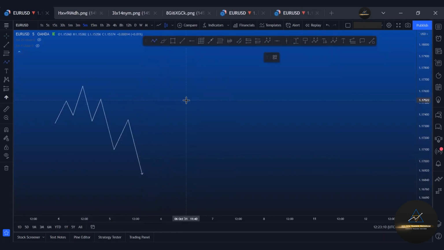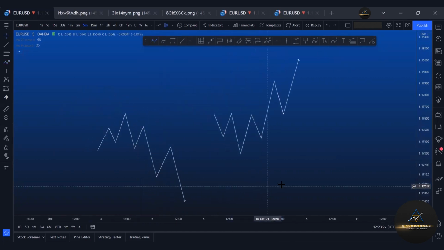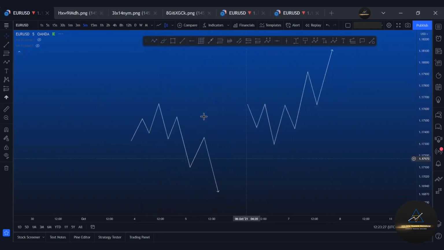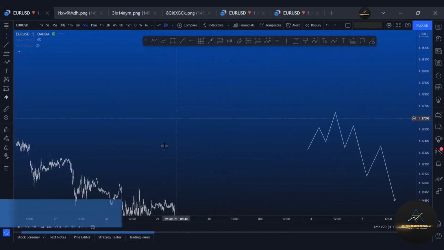Vice versa for the inverse head and shoulder, it's the left shoulder, you've got the head, then you've got the right shoulder, then you've got the break, retest, and obviously continuation. So that's a basic head and shoulder pattern, right? Now let's look at the difference between a head and shoulder and the Quasimodo.